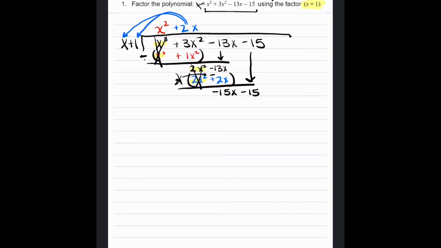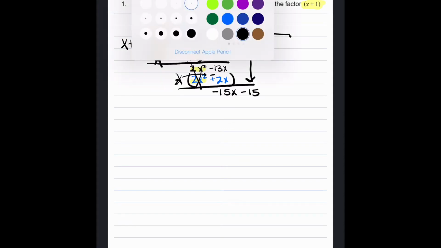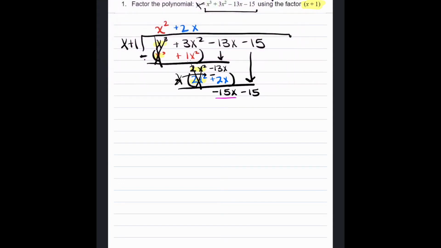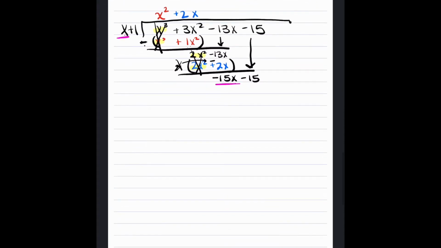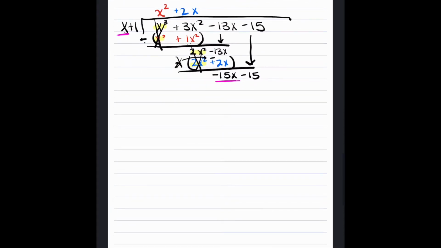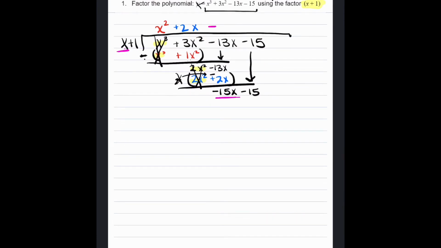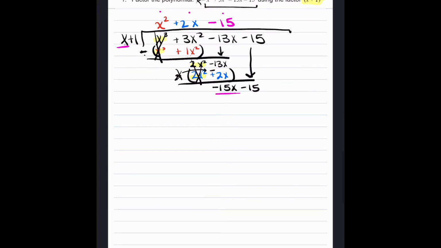Okay, then I do what I was doing one more time. I'm looking at each of my first terms, so negative 15x and x. I'm saying, what does x need to multiply by to become negative 15x? It needs to be multiplied by a negative 15. And notice for each of these values, the exponent of your variable decreases by 1: x to the second, x to the first. This is technically x to the 0.